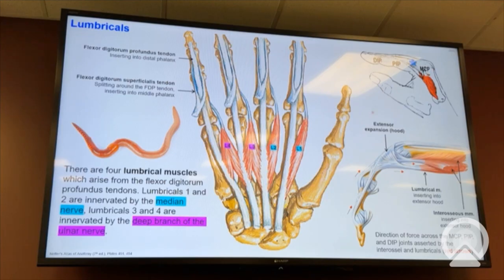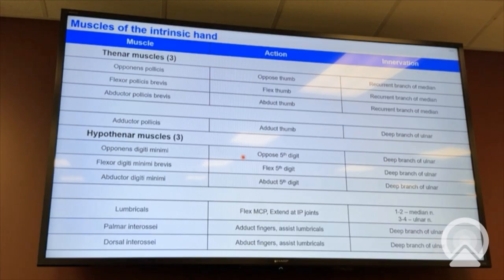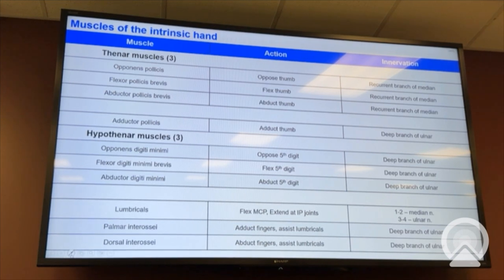Okay, and we remember dual innervation here. Lumbrical 1 and 2, median. Lumbrical 3 and 4, ulnar. Whew, that's a lot. So those are the big muscles that we have in the palm of our hand. A couple of things I'll point out: the ulnar nerve, wow, just coming in clutch here. So all this is ulnar. Two of our lumbrical muscles are ulnar, like this.